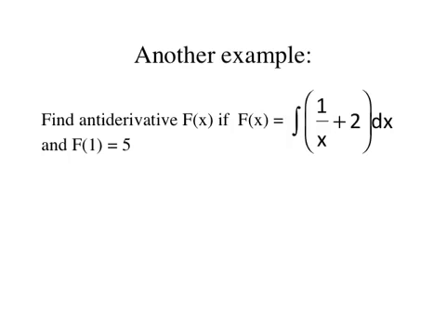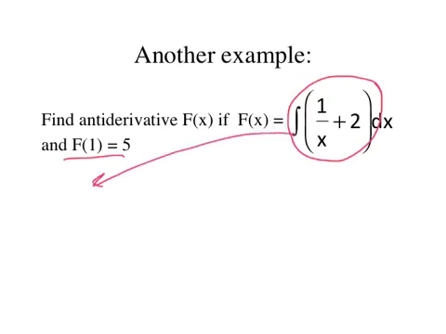Okay, here's another example. Here we have: find the antiderivative if that antiderivative is the integral of this and f of 1 equals 5. So first of all, let's do this first part. The integral of 1 over x is ln x, and once again, you might use an absolute value. If you don't, it won't be wrong. The integral of 2 is 2x. So that's my function. That's the antiderivative.